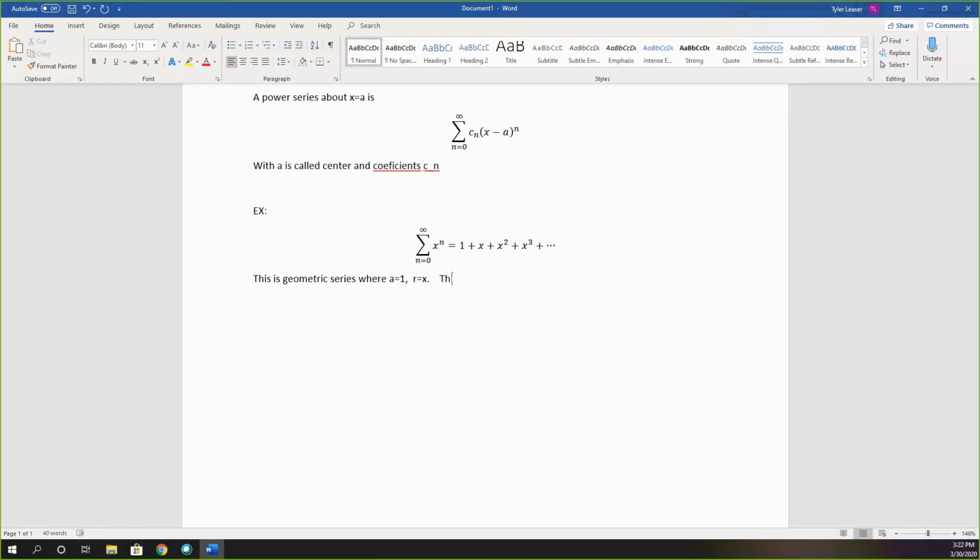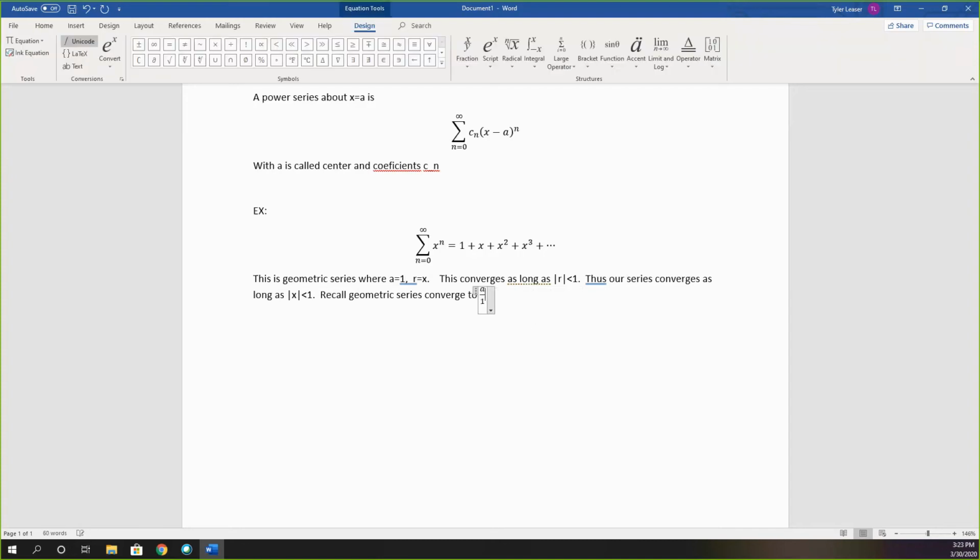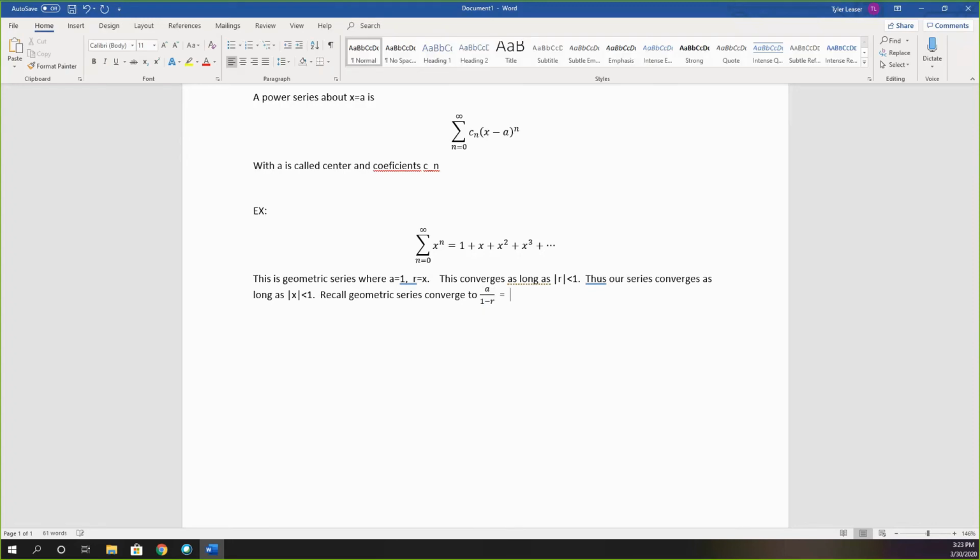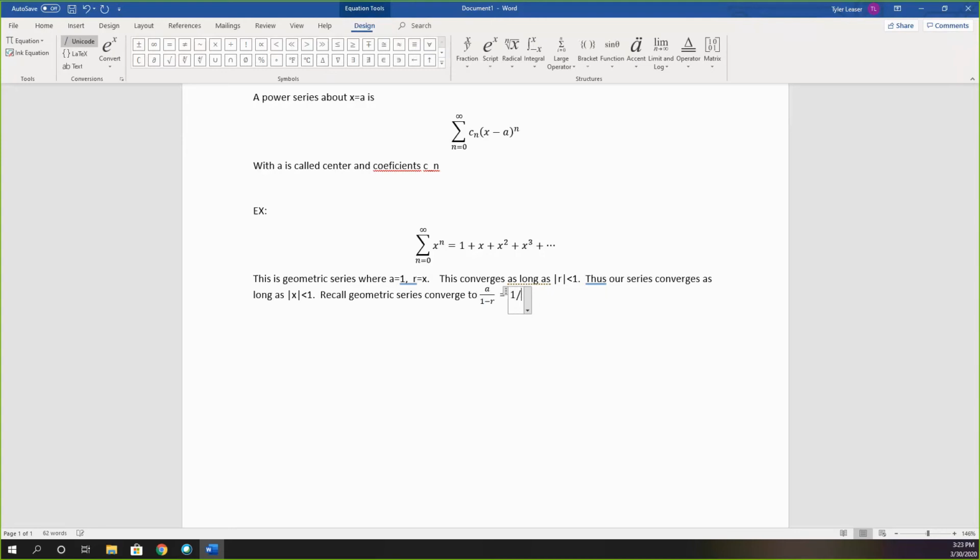Also remember with geometric series that it converges as long as the absolute value of r is less than 1. Thus, our series converges as long as that absolute value of x is less than 1. Not only do we know that it converges for a geometric series, but we know what it converges to. Recall the geometric series converge to that sum a over 1 minus r. So for us, this particular series is going to converge to 1 over 1 minus, and remember that my r is now x.